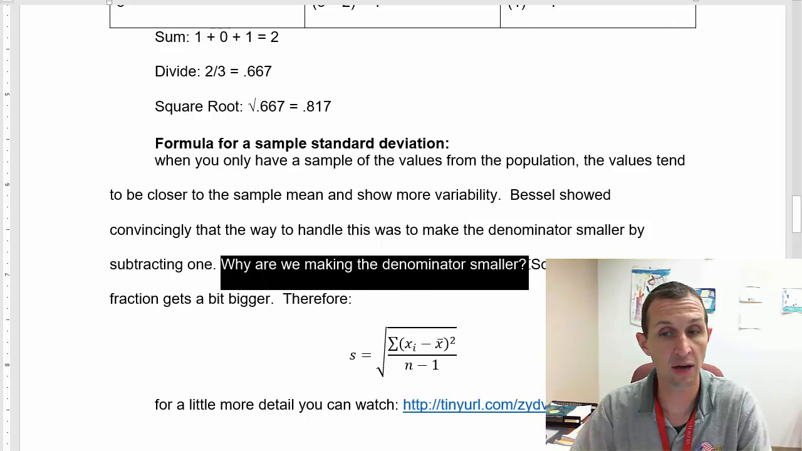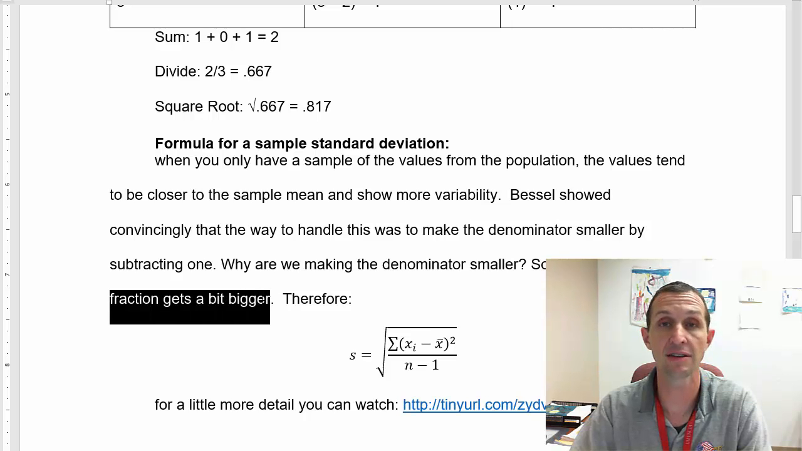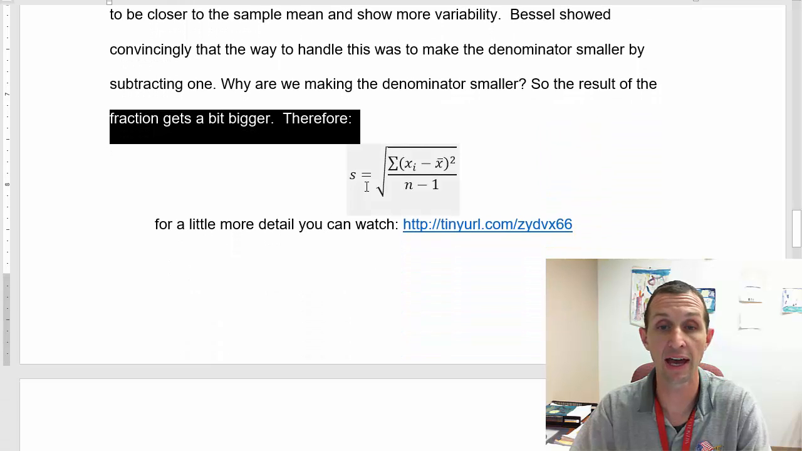And so why are we making the denominator smaller? So that the result of the fraction gets a bit bigger. And therefore, we actually have S is the sample standard deviation. We're going to still do the same thing with our deviations. We're going to square them and sum them up. But instead of dividing by just n, we're going to divide by n minus 1 to make the fraction a little bit bigger so that the sample standard deviation is just a little bit bigger.